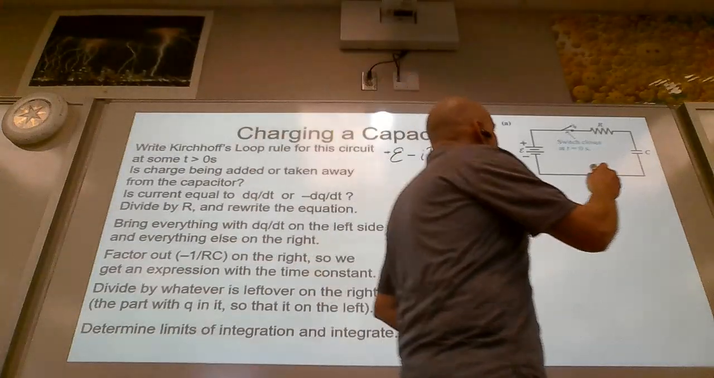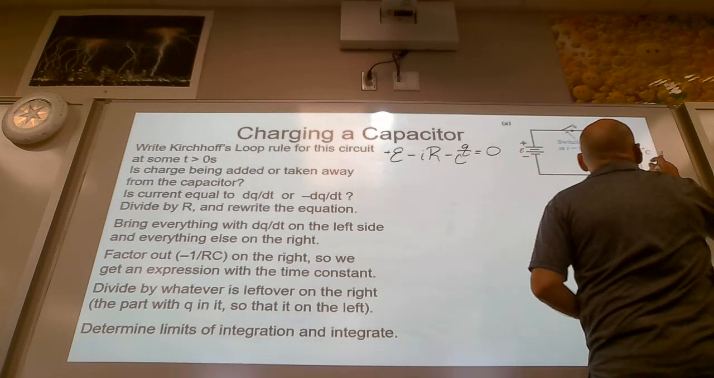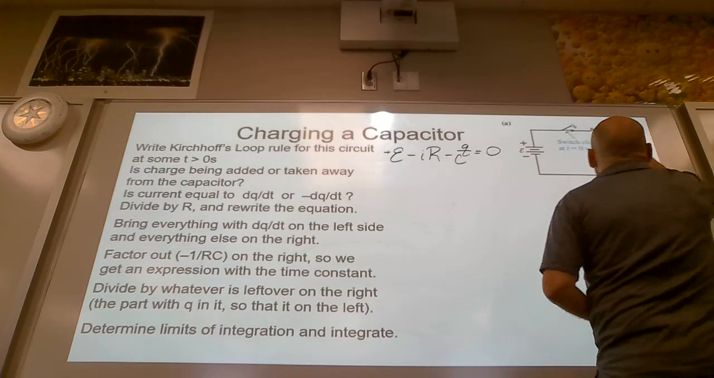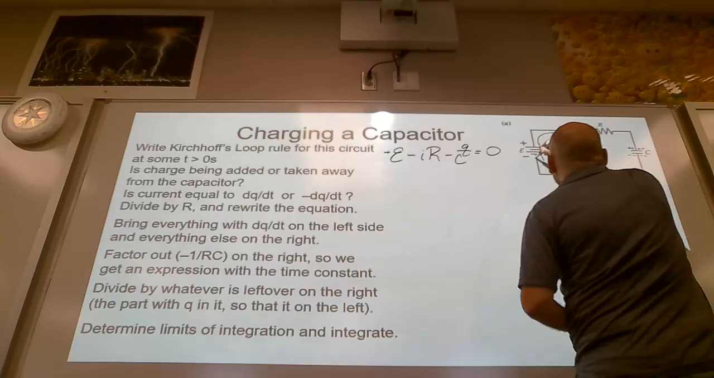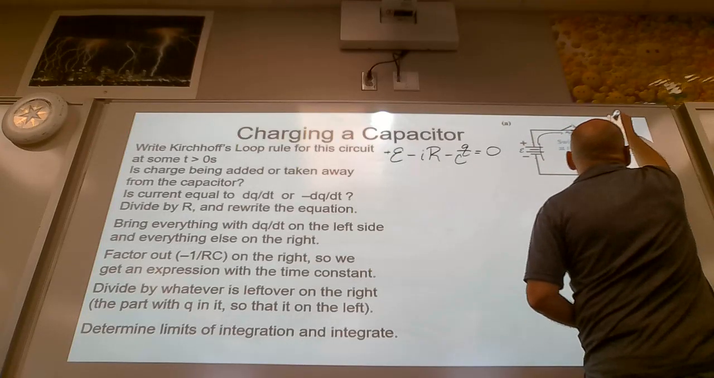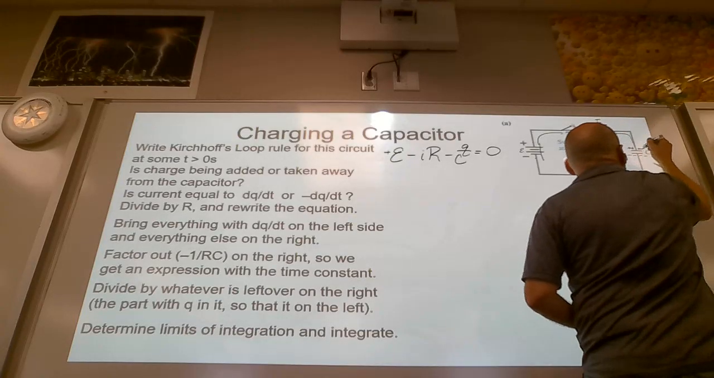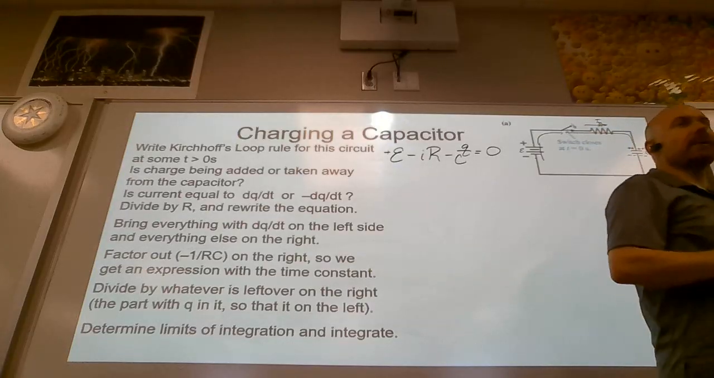So this is becoming positive. The bottom plate becomes negative. So as we progress along, it's like there's a voltage gain. We're going from negative to positive. Here it's a voltage drop. The current's going this way. Voltage drop. And here we're going from positive to negative. That would be a downhill ladder or upside down ladder.